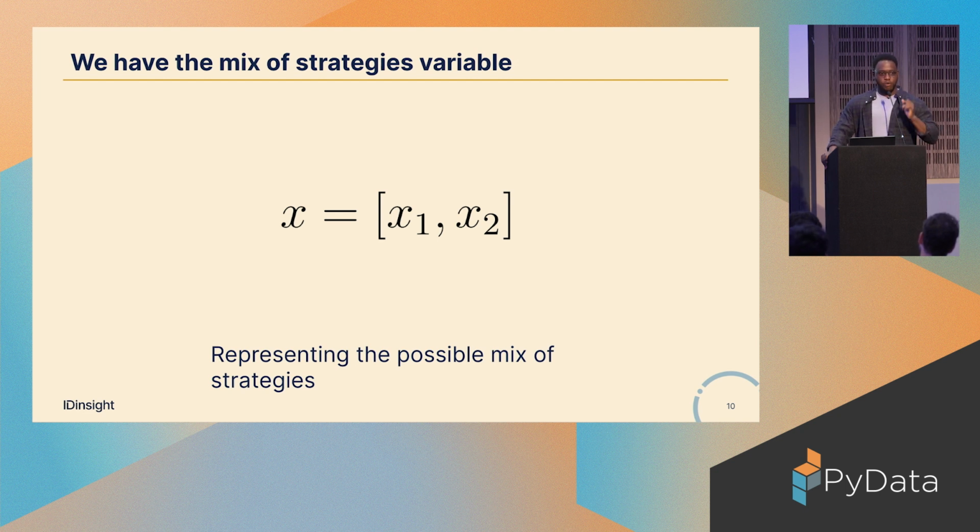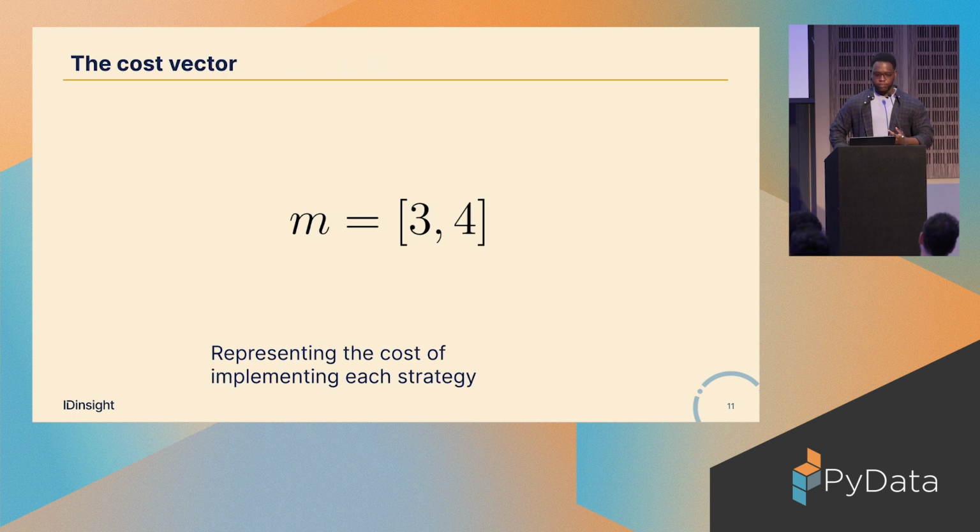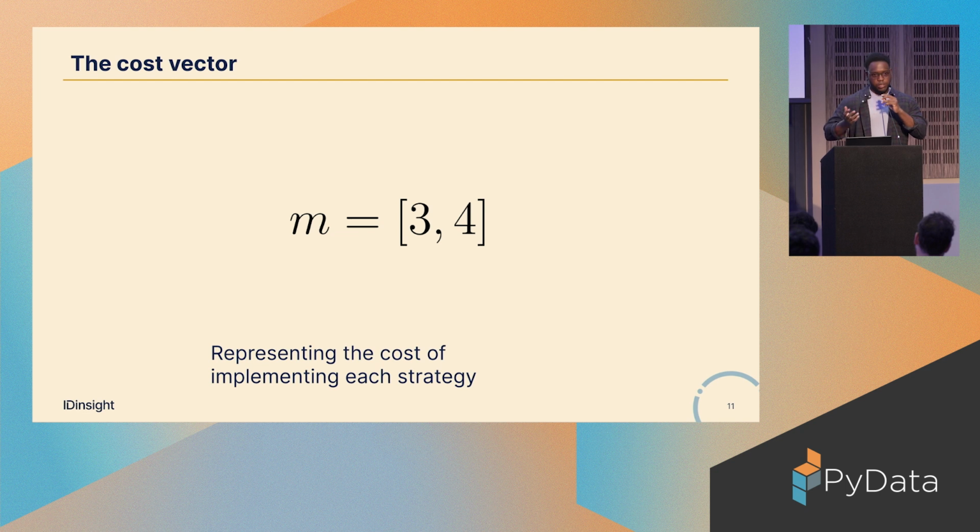And here we have one open day and one mobile strategy. The open days will be represented with x1 and the mobile strategies with x2, right? Then we also need to first think about the cost, and we'll represent the cost with the vector m, meaning that the cost of implementing one open day would be like $3, for example, and the cost of implementing a mobile strategy would be like $4.